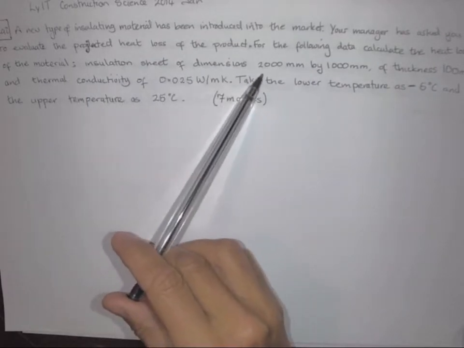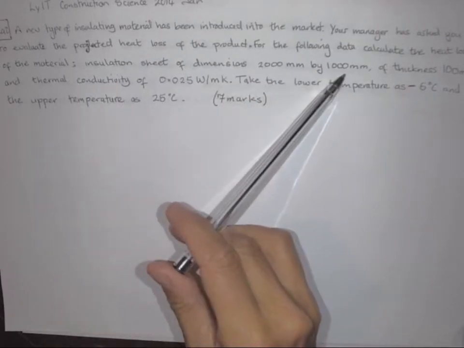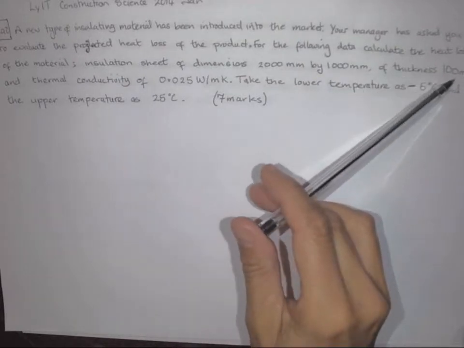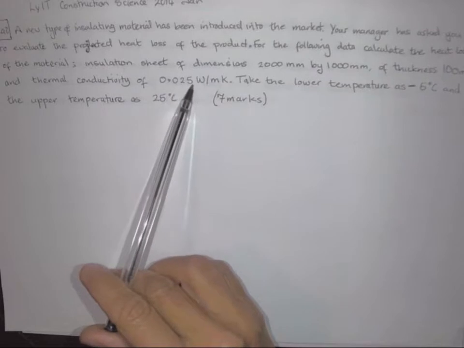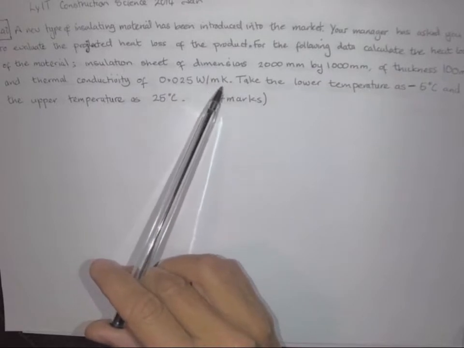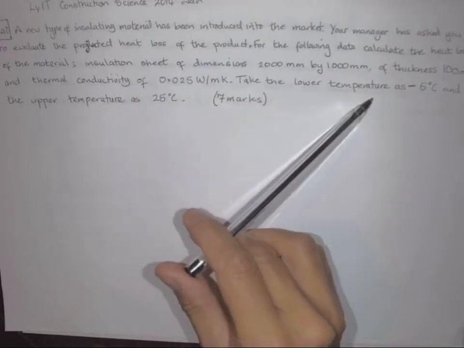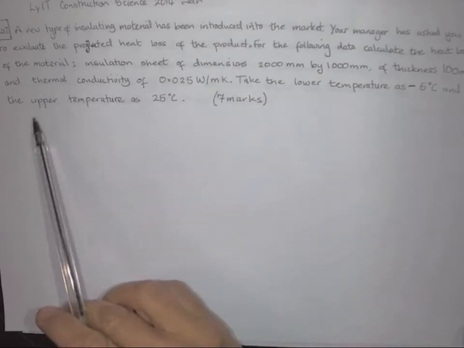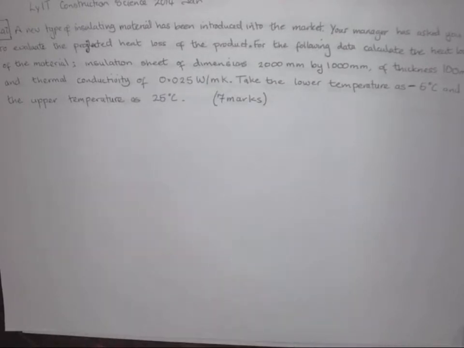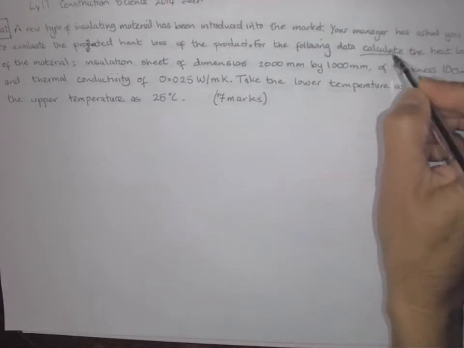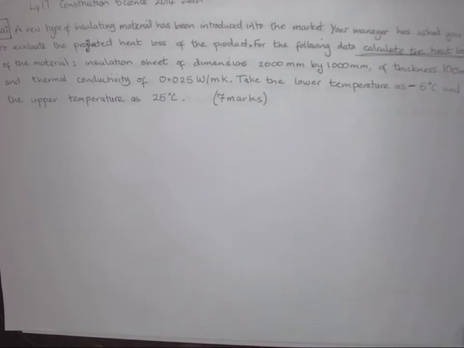Insulation sheet of dimensions 2000 mm by 1000 mm and thickness 100 mm and thermal conductivity of 0.025 watts per meter Kelvin. Take the lower temperature as -5 degrees Celsius and the upper temperature as 25 degrees Celsius. Okay, so the first thing you have to do is figure out what you're being asked to do. You're being asked to calculate the heat loss. Okay, and what information have you been given?